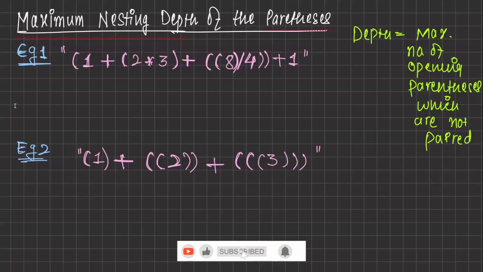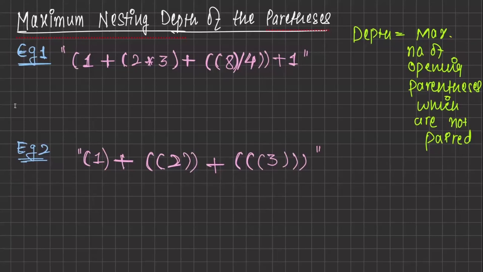So let's discuss the example test case. Let's first understand what is maximum nesting depth. It is the maximum number of opening parentheses which are not paired. For example, this is first, this is second. So these are two parentheses which are not paired yet. So for now, we can say maximum is 2. Now this is 1, this is 2. Now this is paired. This is no more considered.